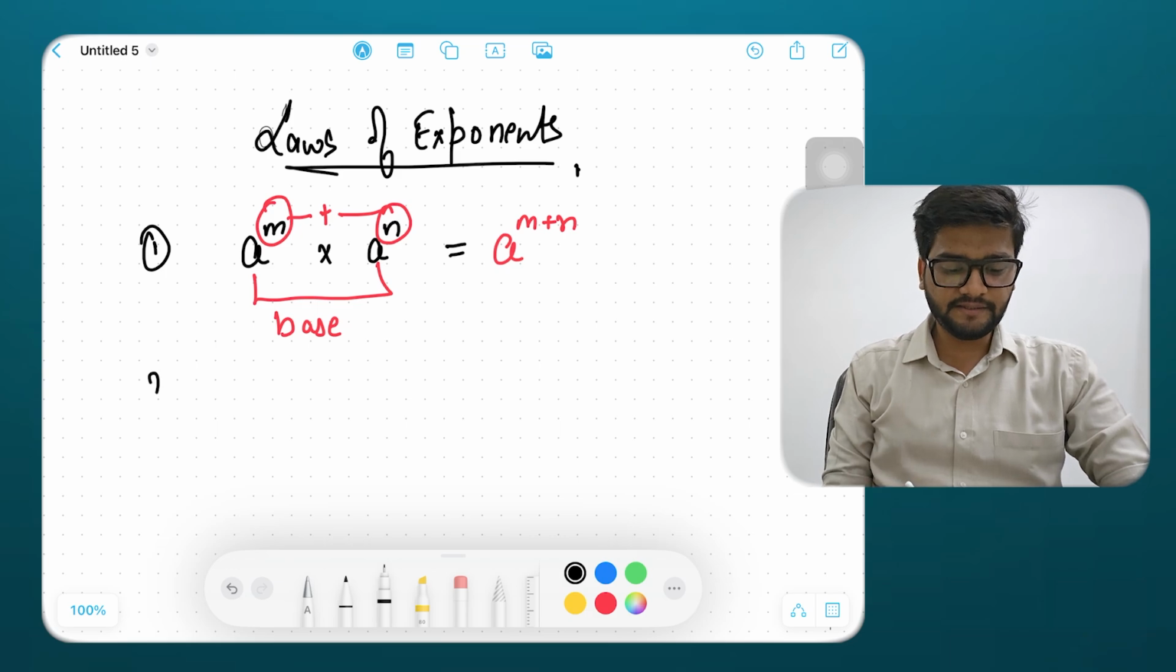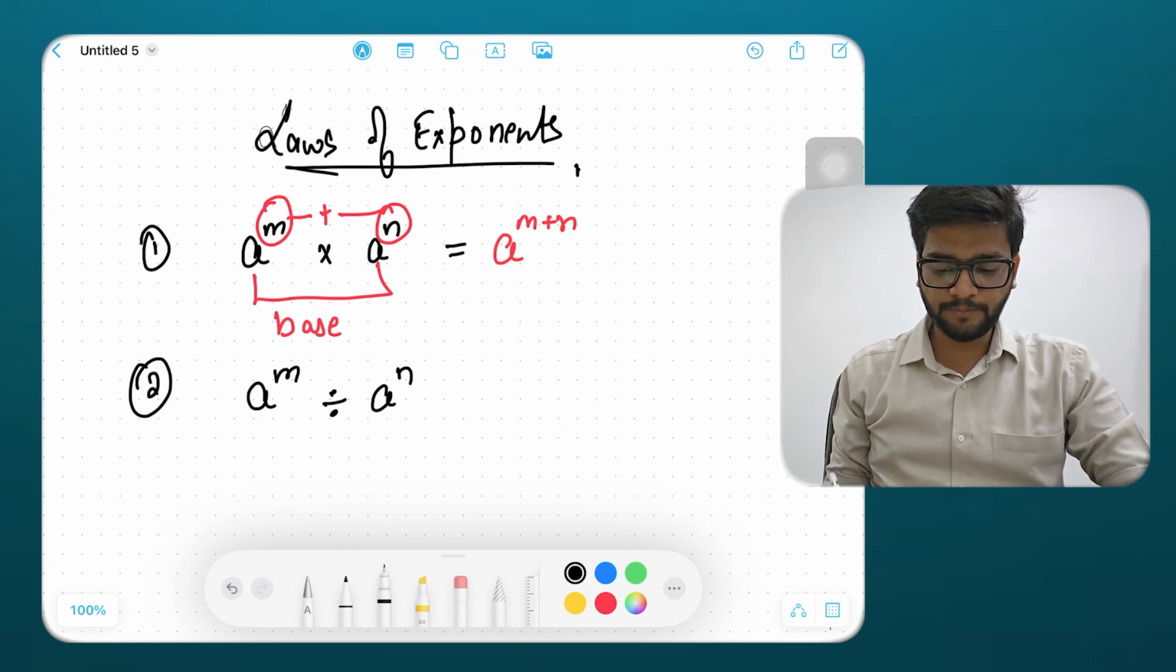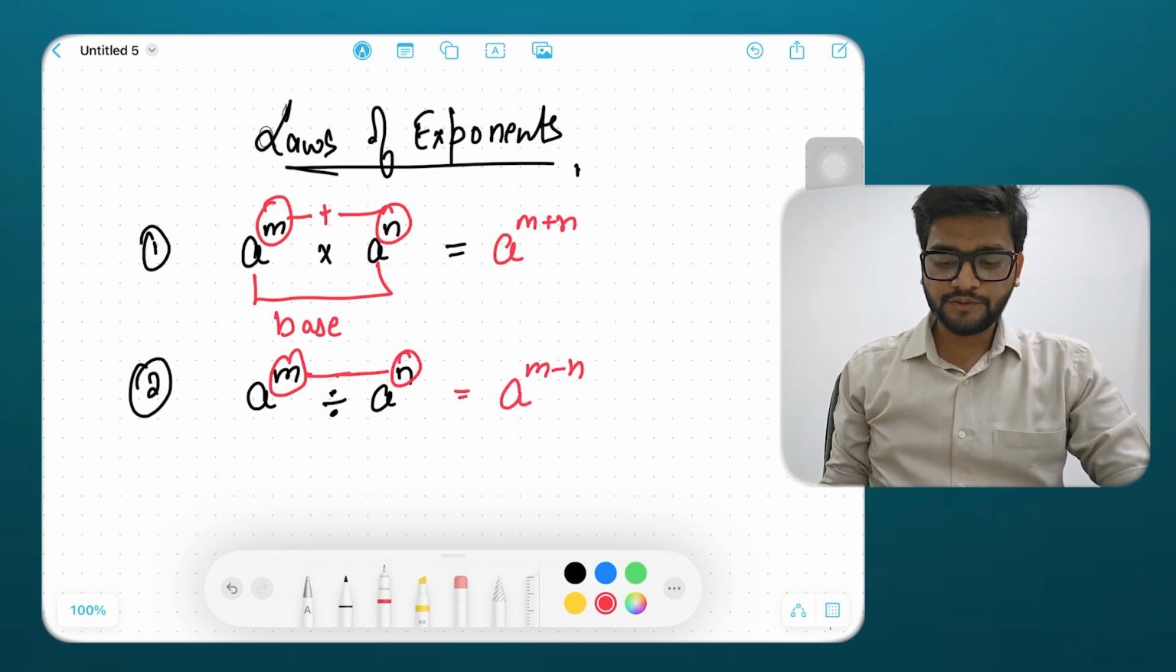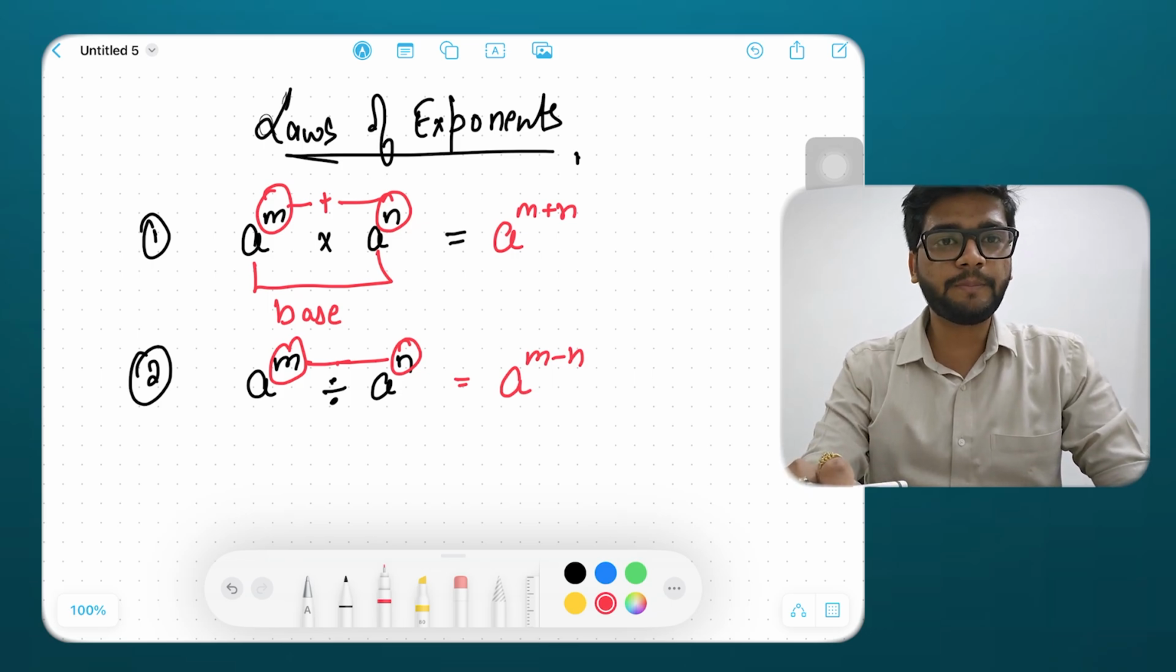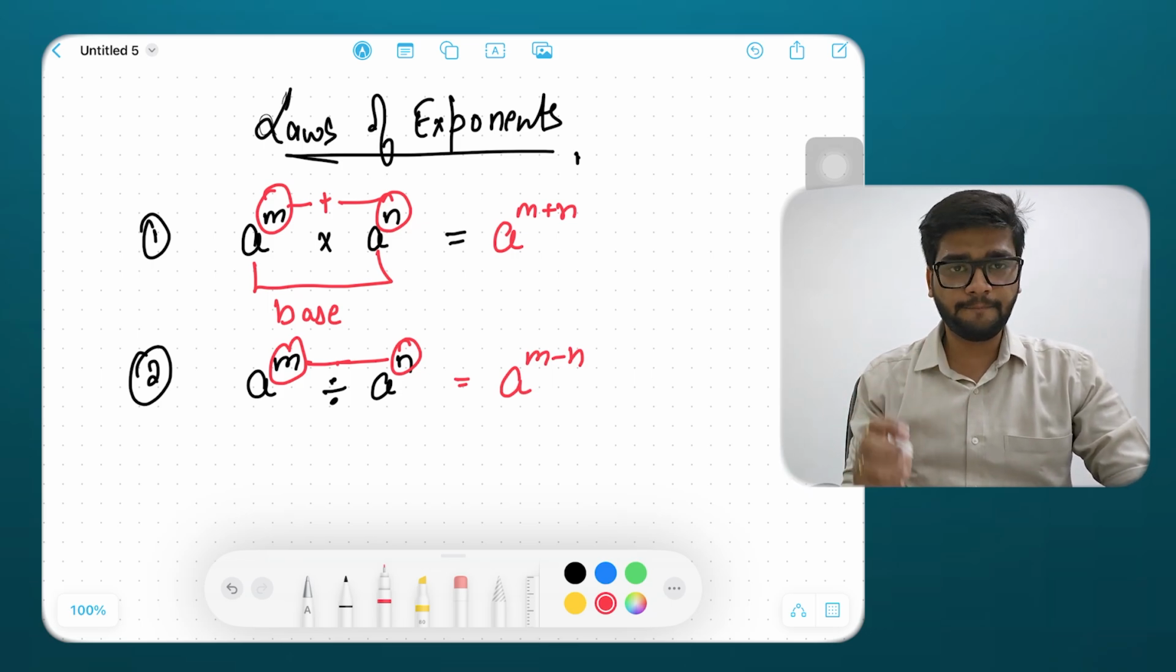Now the next thing is a raised to the power of m divided by a raised to the power of n. When the bases are the same, we are going to subtract the powers. So it will become a raised to the power of m minus n.